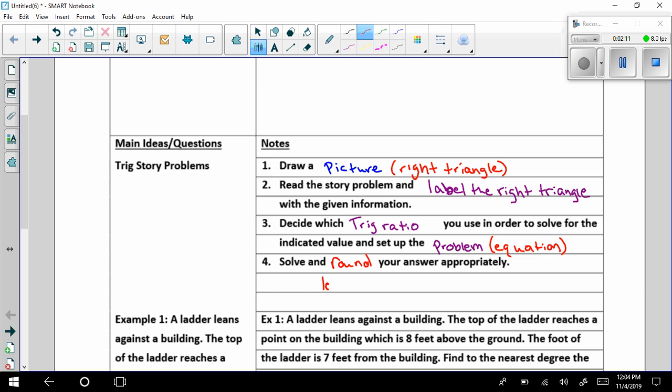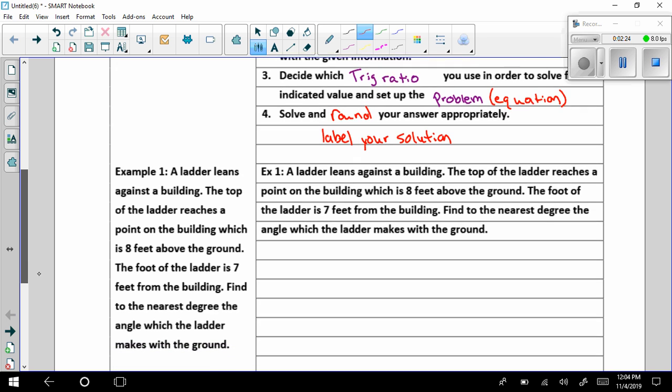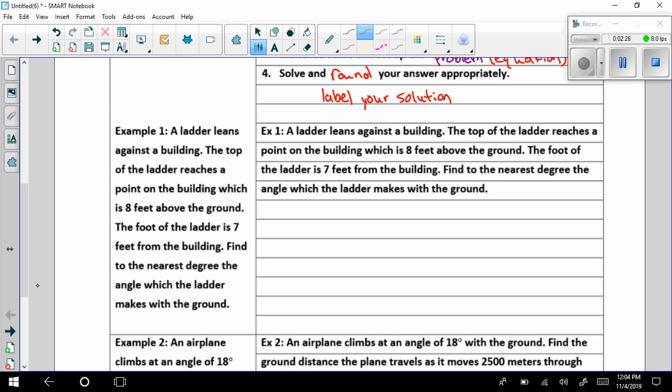Also label your solution. So feet, centimeters, degrees, whatever it is that you're trying to solve for, make sure you label it appropriately. All right, so let's look at a problem here.